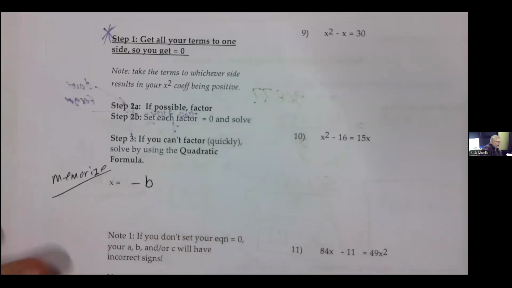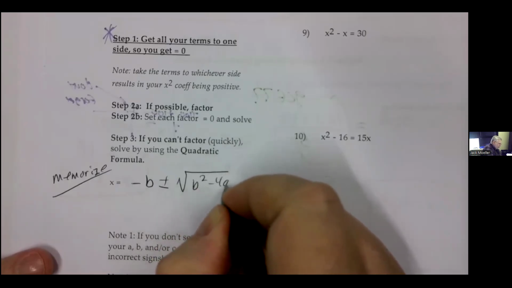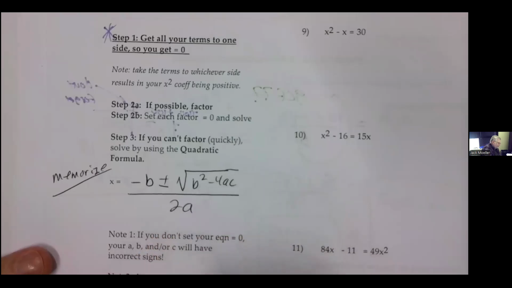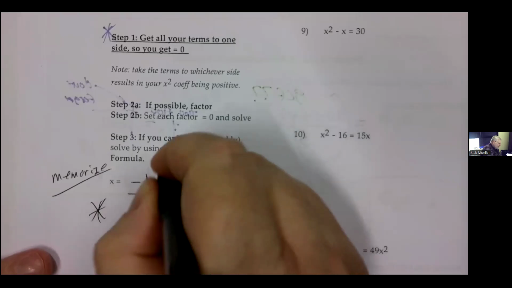But let me get you started. So negative b plus or minus the square root of b squared minus 4ac, all over 2a. All right, you got to know this.